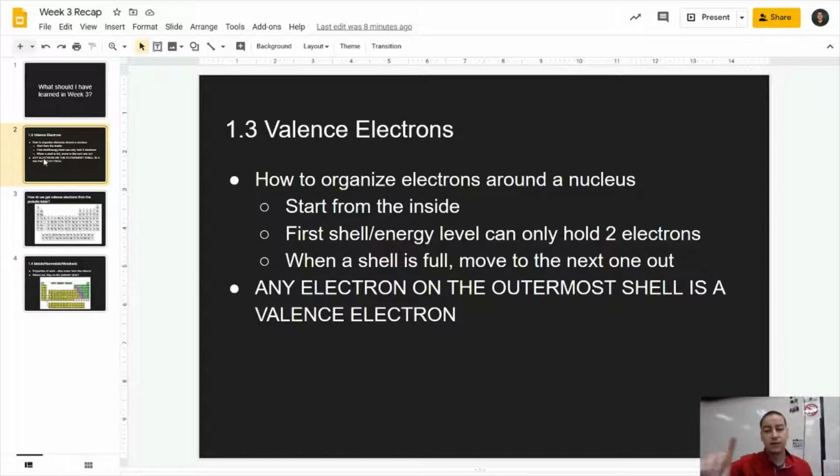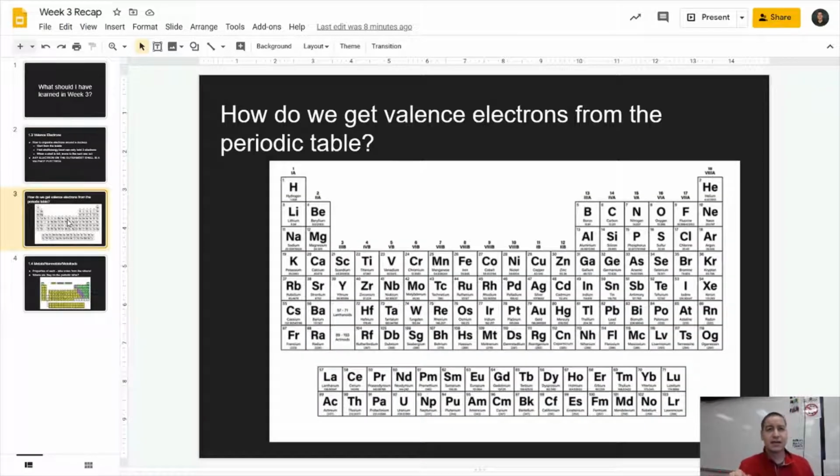I have to know, how do I get that number? We're not going to sit there and draw out the atoms every time, though, because that would take way too much time. So how do we get valence electrons from the periodic table? There's a shortcut. It comes from the group number.